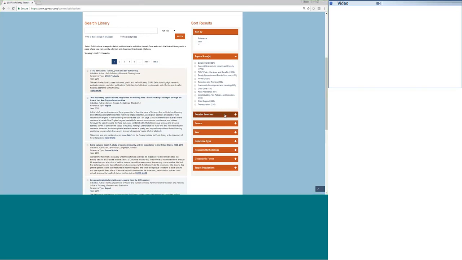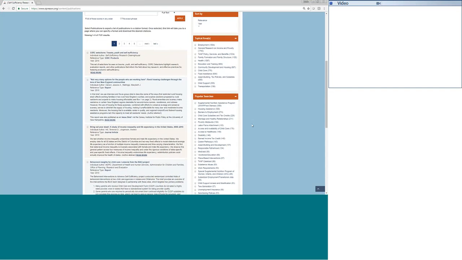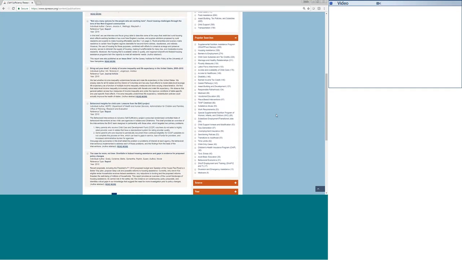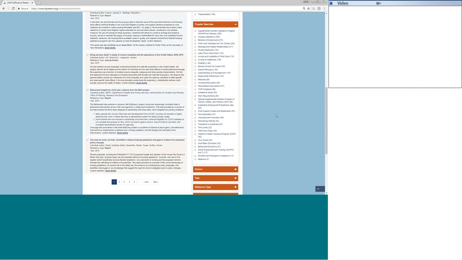And we have what we call our popular search terms. Instead of typing, you can certainly type in the keyword box, but these are the way to get the resources that are really specifically about a topic. So we have 2Gen, and we also have transition to adulthood, so topics related to the webinar.